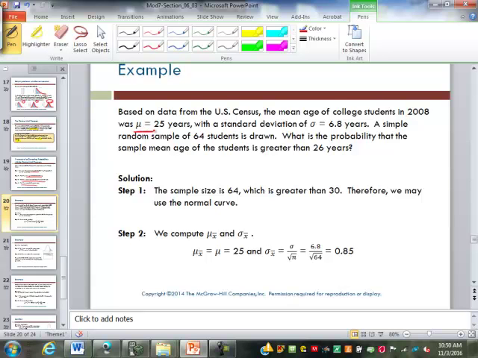So here we have 2008, we have a mean of 25 years for students, standard deviation of 6.8 years. A simple random sample of 64 students, so n equals 64 here. What is the probability that the sample mean age of students is greater than 26? So the mean of our sample means here is 25, just the population mean. The standard deviation of our sample means is 6.8, our population standard deviation for the individual values, divided by the square root of our sample size, square root of 64.